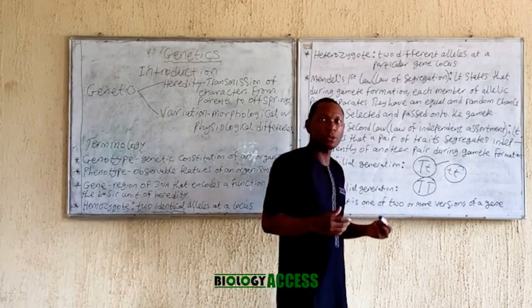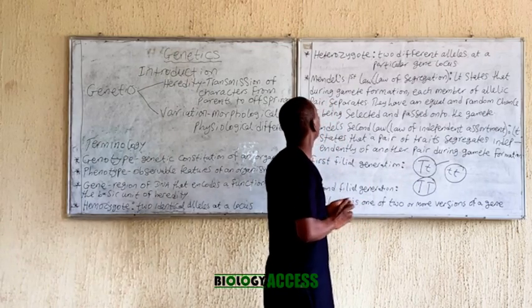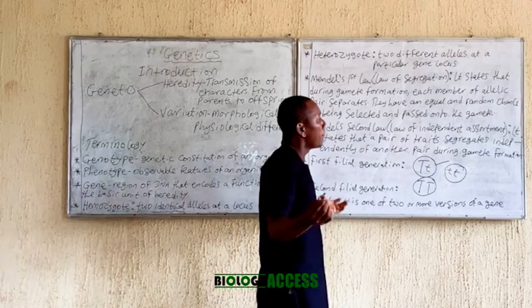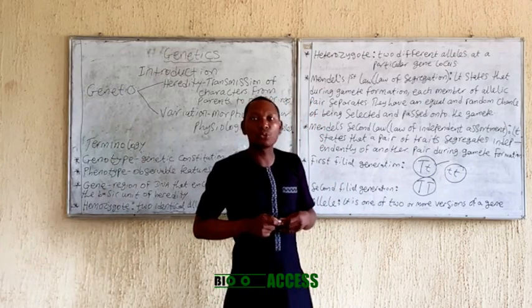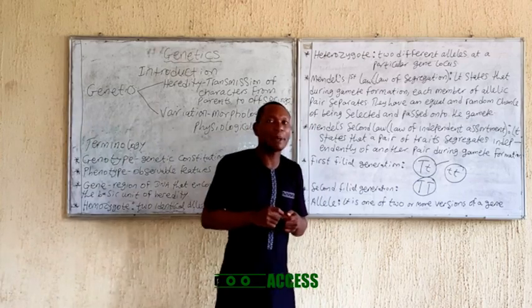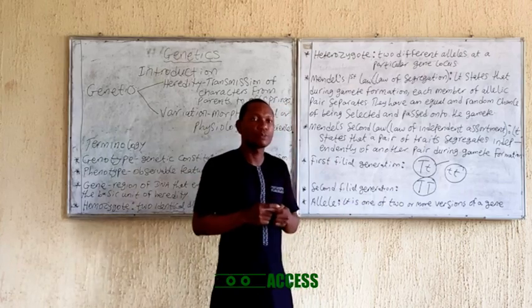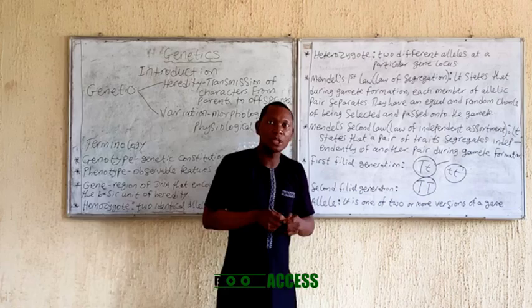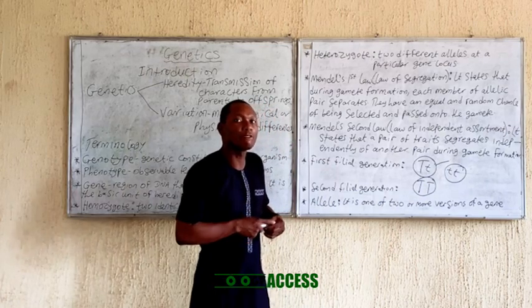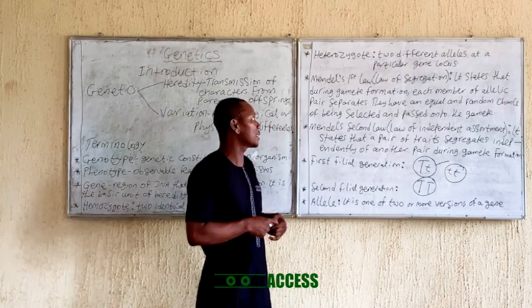What is a locus? Though it's not on the board, this is the location of a particular character on a chromosome. Alright? The work of Mendel is guided by rules, and we call these laws. And we have the first law of Mendel, which is the law of segregation. And we have the second law of Mendel, which is the law of independent assortment.